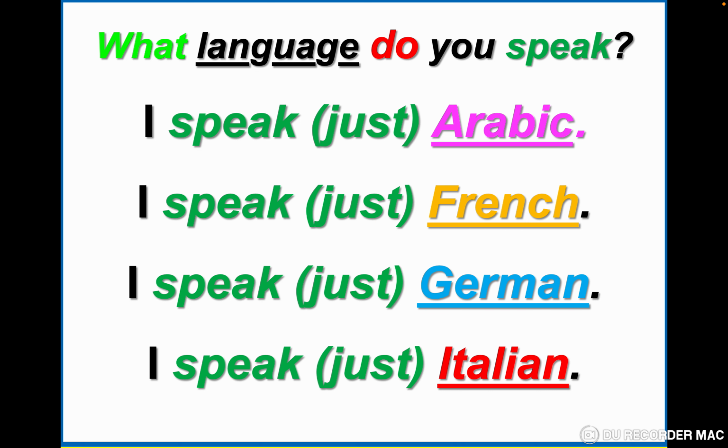The third answer, I speak German. Or, I speak just German. It means that I speak just one language, because there are people who speak just one language. They are called monolingual. Monolingual means they speak just one language. And the last answer, what language do you speak? I speak Italian, or I speak just Italian.